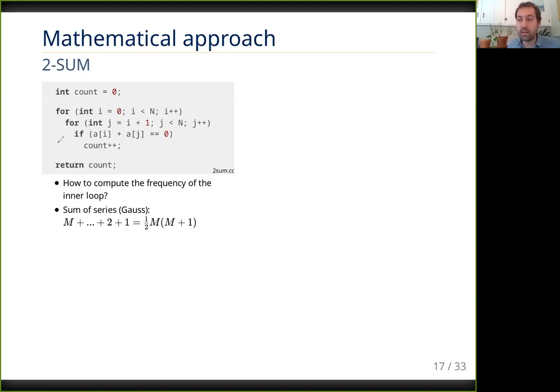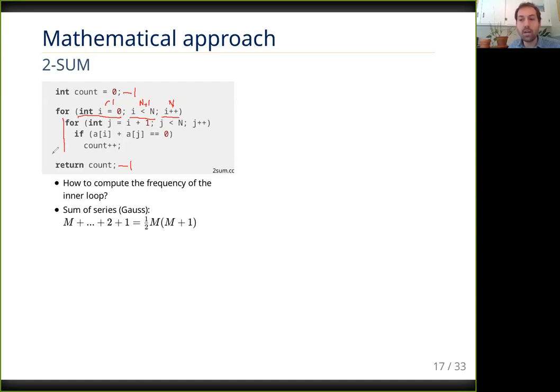We could count all of the statements. This one we said will be executed one time. This one will be executed one time. That will be executed also one time. That will be executed n plus one times. That will be executed n times. So here it's pretty easy. However, the inner loop is a little bit more complicated here.